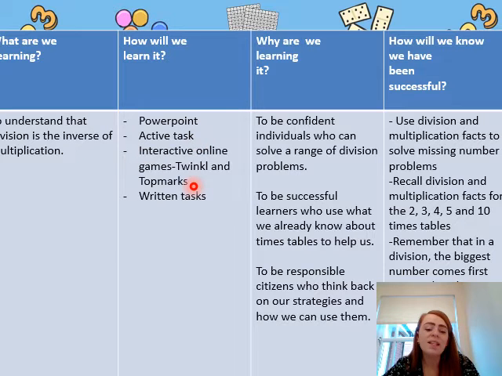You've also got some interactive games. I put 3 games on Twinkle that are really focusing on using your table facts to help you, but I've also uploaded a top marks game that's incredibly useful, and that's all about different fact families and understanding that multiplication and division are the inverse of each other. So please play that if you're getting stuck. And you've also got some written tasks as well to do over the next couple of days.